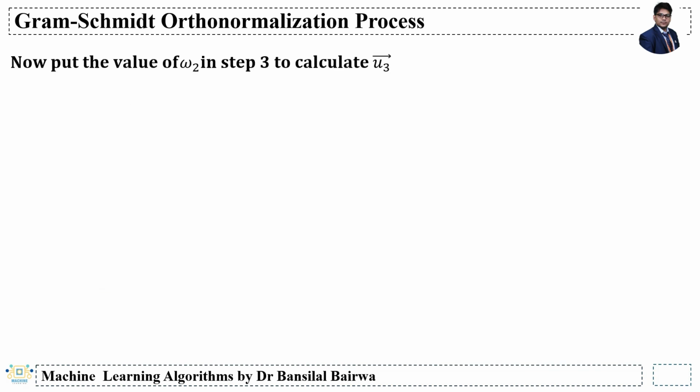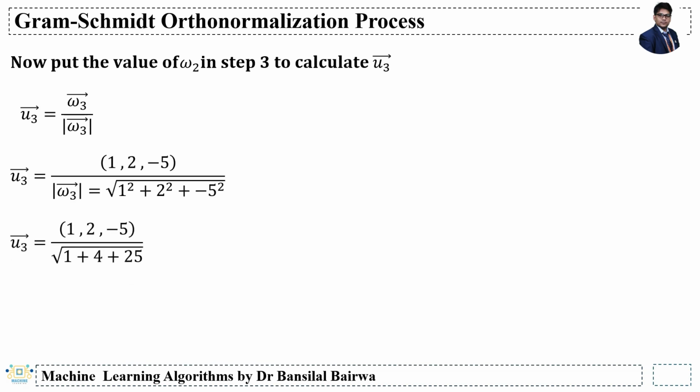So now you have to calculate the u3, that is omega 3, sorry, divided by modulus of omega 3. So we have to put the value, and we will calculate the modulus of omega 3. Again, I no need to explain this. Similar way we can calculate, what we solved in the previous steps. So this will be 5 square 25, right, and 2 square 4, 1 square 1, so 1 plus 4 is 5, 5 plus 25 is 30. So this will be 1 by root 30, 2 by root 30, and minus 5 by root 30.